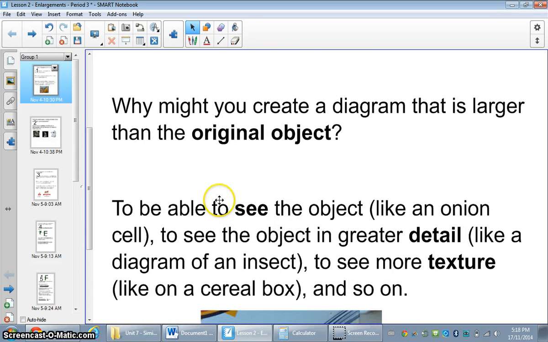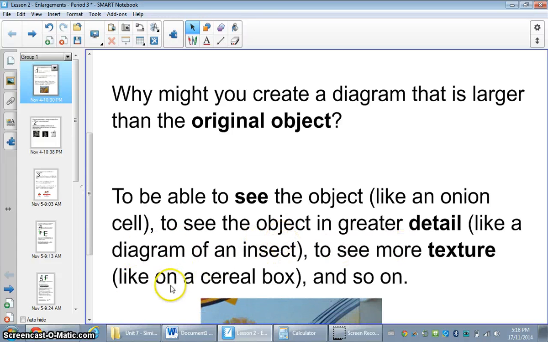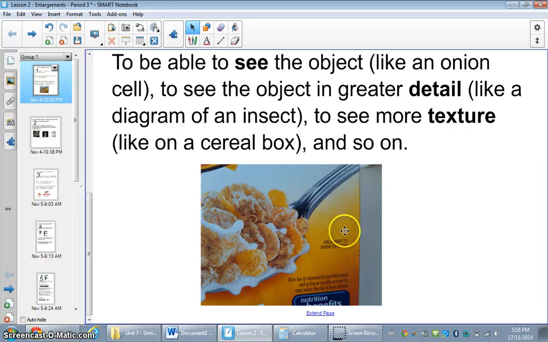Here's a few reasons. First of all, to be able to see the object, like an onion cell, to see the object in greater detail, like a diagram of an insect, or to see more texture, like on a cereal box. Many cereal boxes say something like "enlarged to show texture." That way you can see the cereal better than if it was actual size.